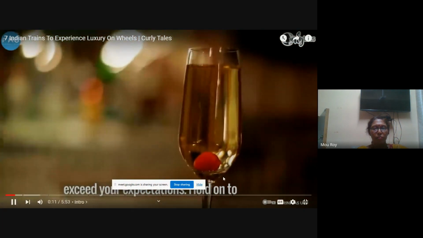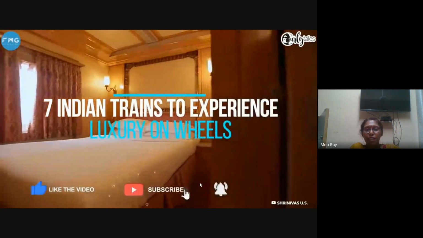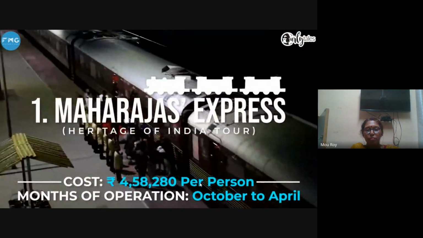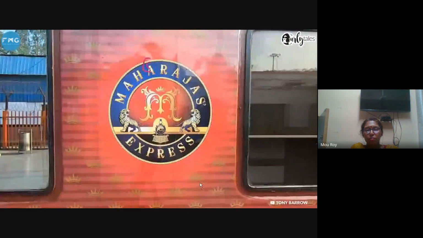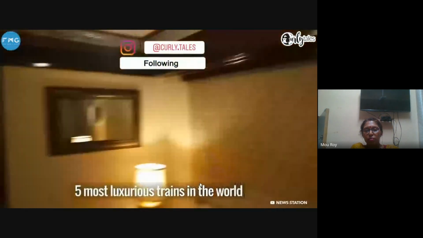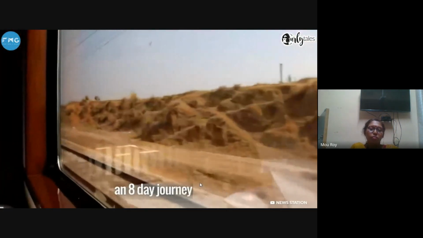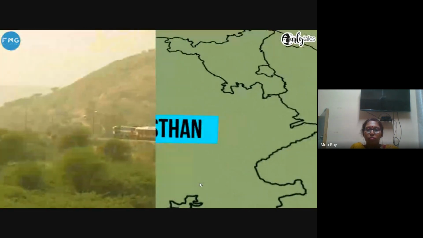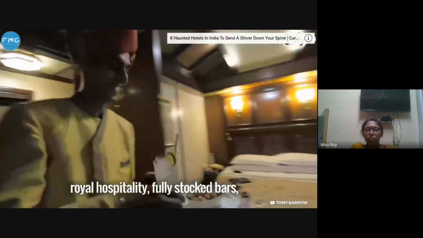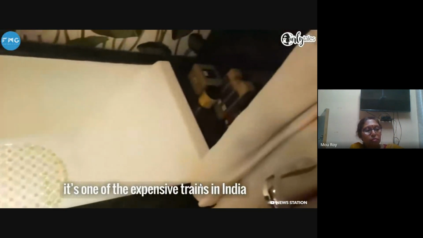Hold on to experience some of the best luxury trains of India. These are the luxury trains. Best among all Indian luxury trains, Maharaja's Express is also one of the 5 most luxurious trains in the world. This half-mile-long train takes you on an 8-day journey from Mumbai to Rajasthan, Lucknow, and back to Mumbai or Delhi. And boasts of royal hospitality, fully stocked bars, lavish suites, butler services, and it's one of the most expensive trains in India.